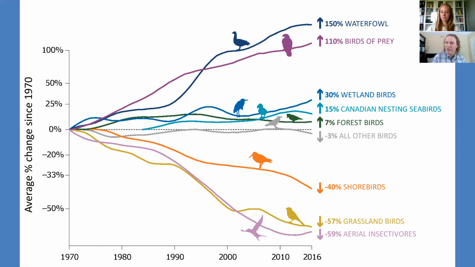And aerial insectivores. Aerial insectivores are a whole group of birds which include swallows, flycatchers, nighthawks, chimney swifts, anything that catches insects in the air. All are telling a major story, not just about the birds themselves, but about what's happening to our biodiversity and to the quality of our air and water in our habitats.